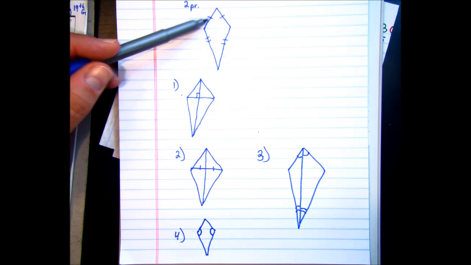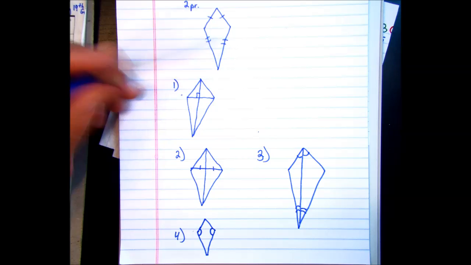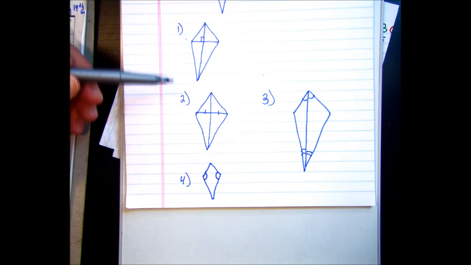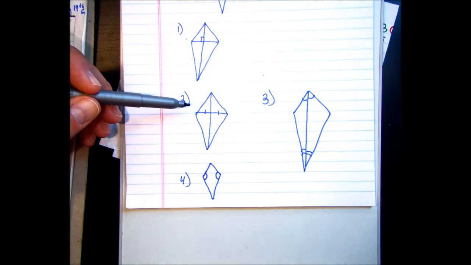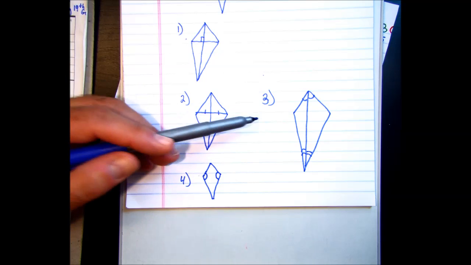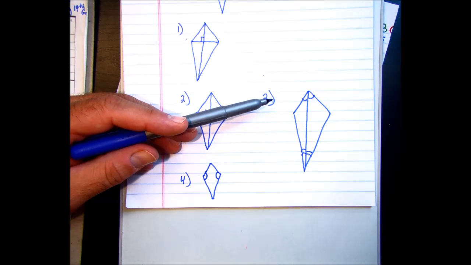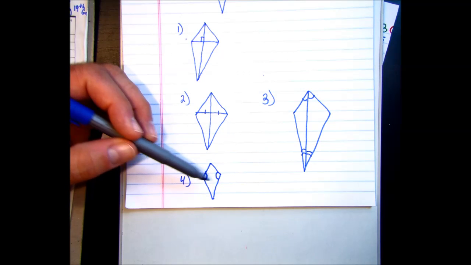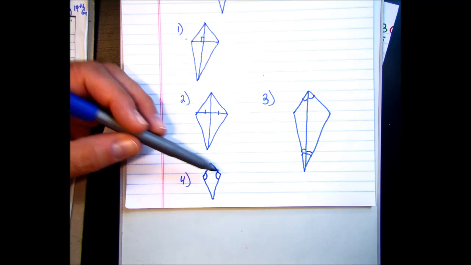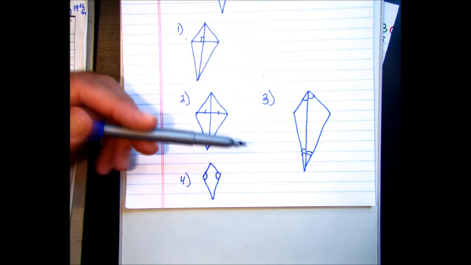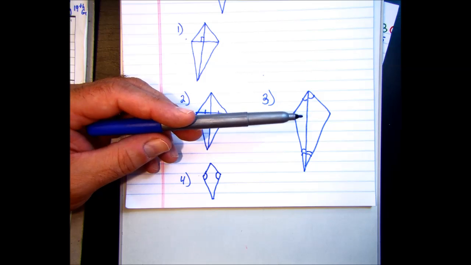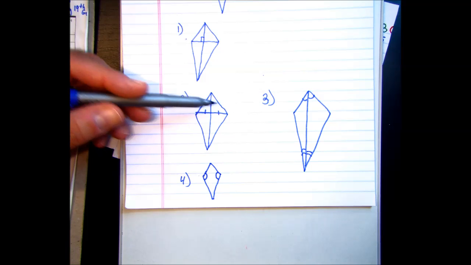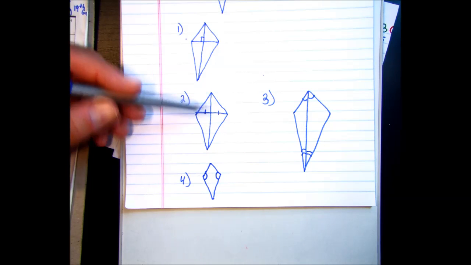A kite is two pair of consecutive and congruent sides. And then the rules. Your diagonals are perpendicular. One diagonal is bisected. One pair of angles are bisected, and the other pair of angles are congruent. So the pair that is congruent are not bisected, and the pair that is bisected are not congruent. Okay, so it's like halvesies, just like here. This diagonal is bisected, the other one is not.